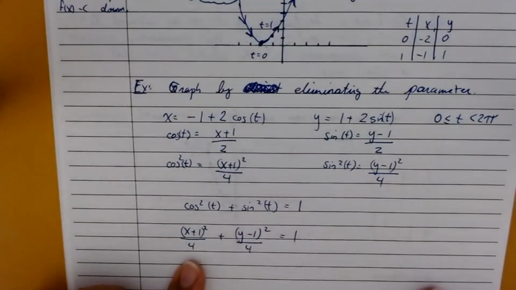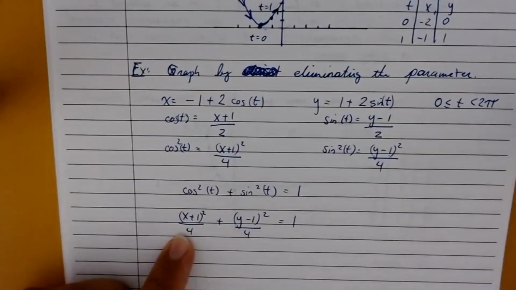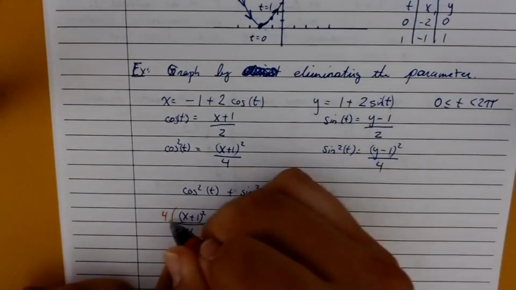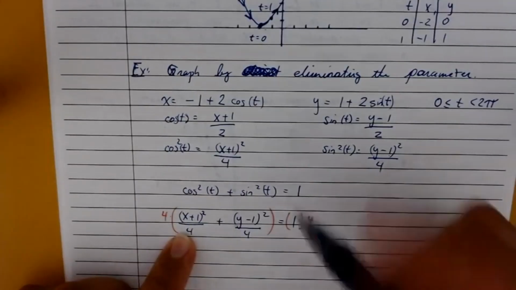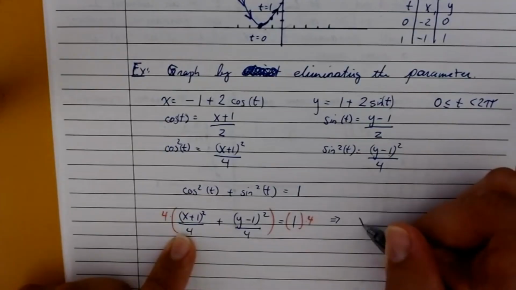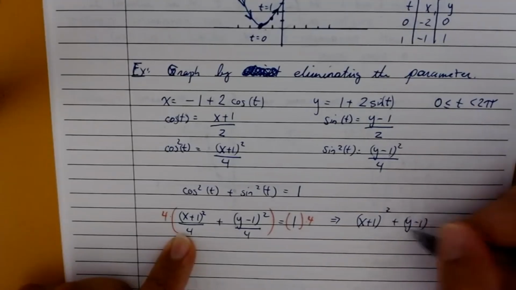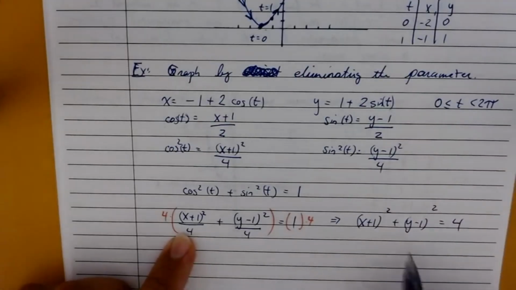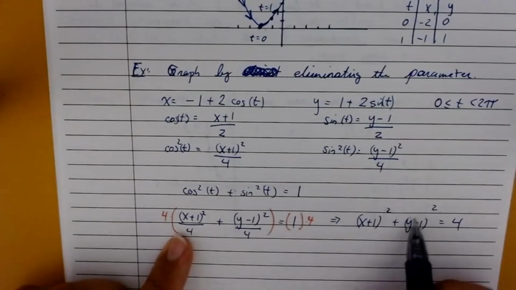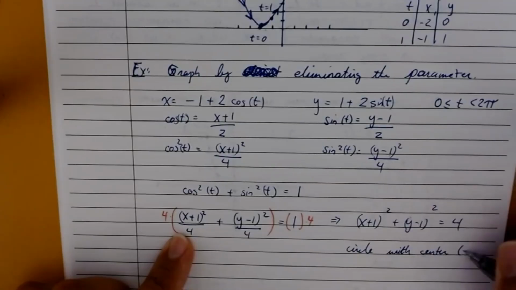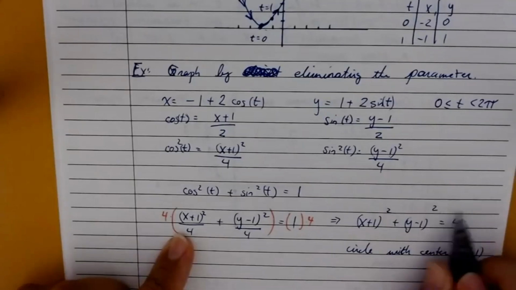equals 1. And finally, I notice I have a common denominator, which I will now multiply on both sides. That eliminates my denominators, and I am left with a circle. (x plus 1) squared plus (y minus 1) squared is equal to 4. That's a circle whose center is (-1, 1), and with a radius that's the square root of 4, or in other words, 2.